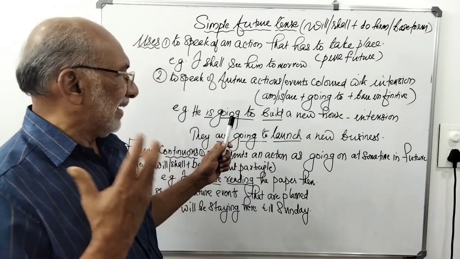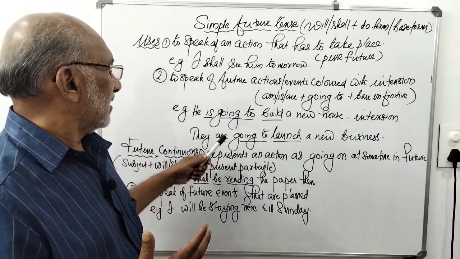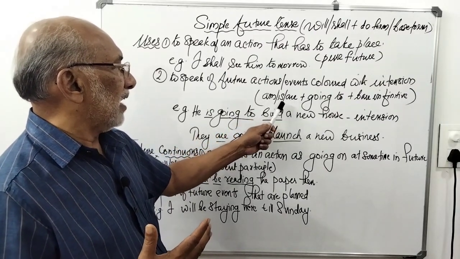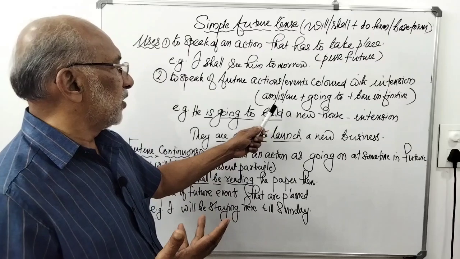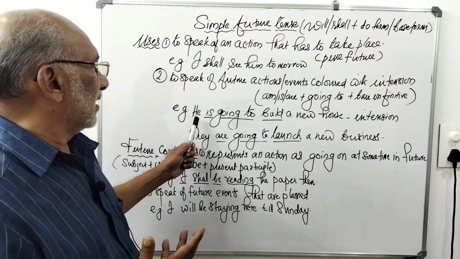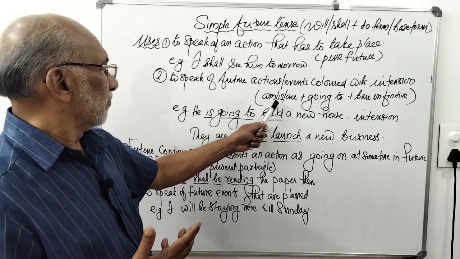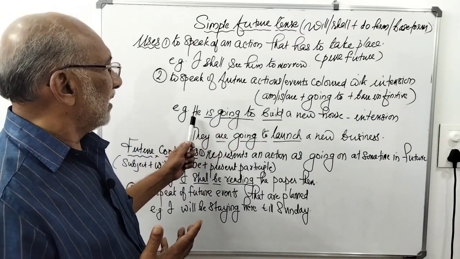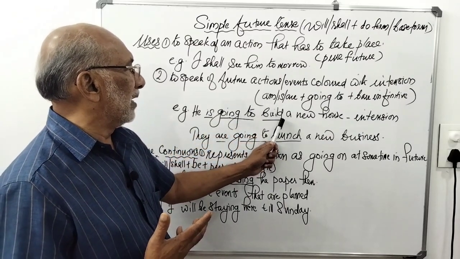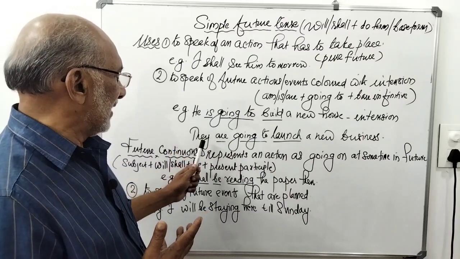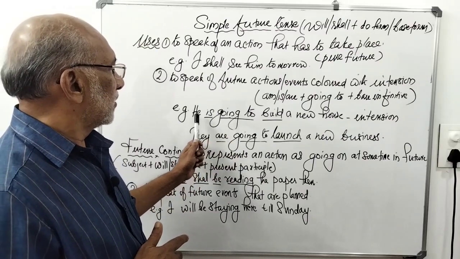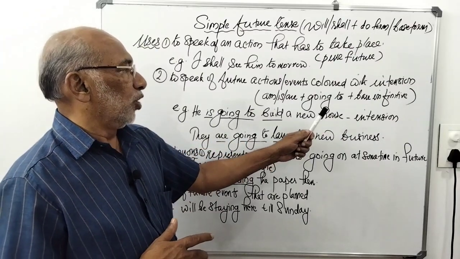So here, when we analyze the sentence, we see that it is subject plus am, is, or are. And whether am, is, or are is to be used depends on the type of subject that is used. Here it is he, so we have used is. If it was I, then surely it would be am. I am going to build. Suppose the subject is plural, in the next sentence we have a plural subject. They are going to build a new house.